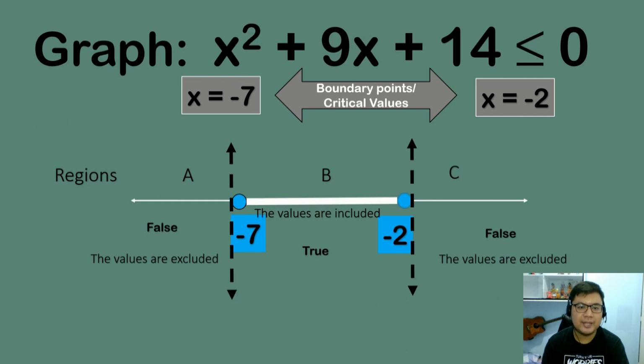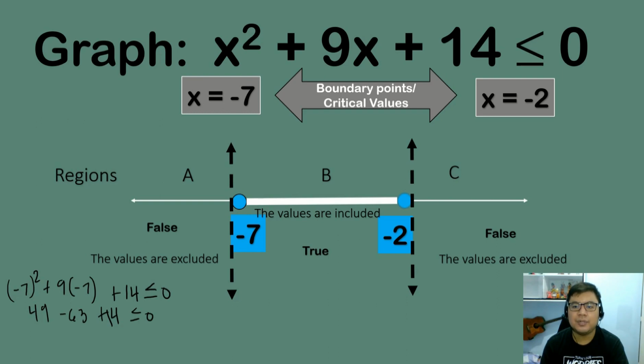Substitute lang natin yung negative 7 sa ating equation. So negative 7 raised to the second power plus 9 times negative 7 plus 14 is less than or equal to 0. Negative 7 to the second power is positive 49. 9 times negative 7 is negative 63 plus 14. 49 minus 63 is negative 14. Negative 14 plus 14 is equal to 0. So 0 is less than or equal to 0. So therefore, the solution set is true. Tama sa negative 7. So this one is correct.